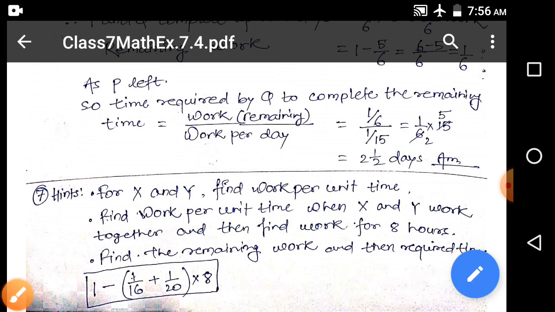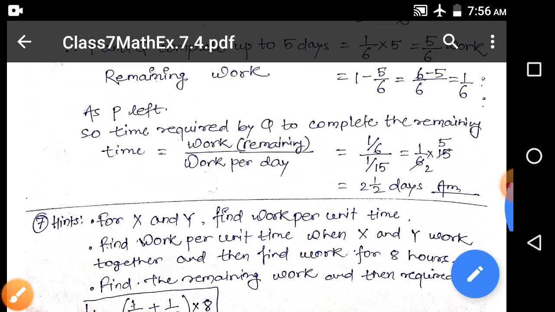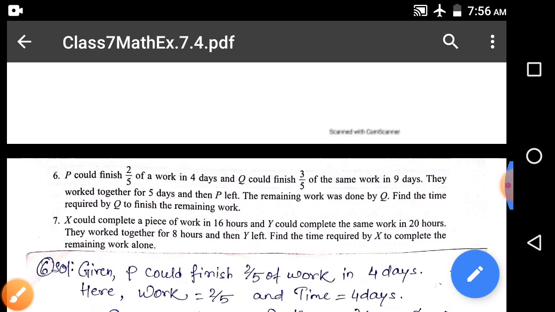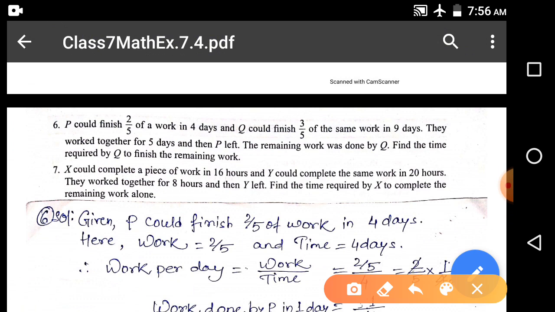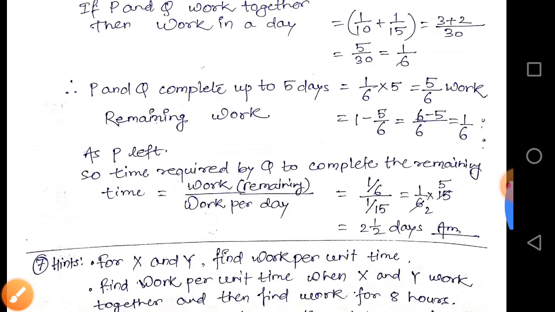Now for question number 7, we have the hint. First read question number 7. What we have here is that X could complete a piece of work in 16 days and Y can complete the piece of work in 21 days. They work together for 8 hours. The same kind of question is given, and then Y left. Find the time required by X to complete the remaining work alone.